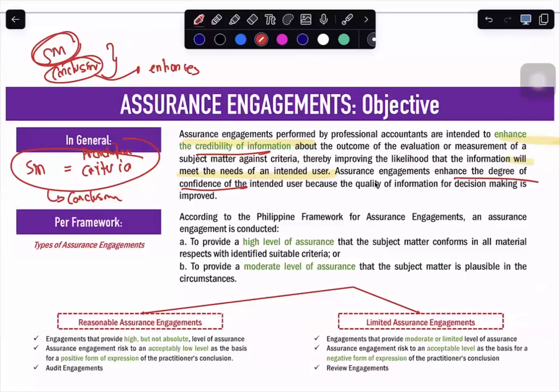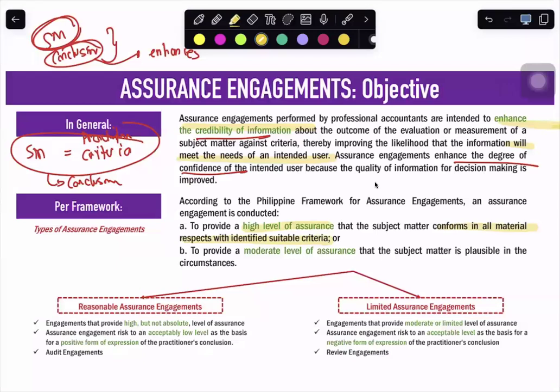Now let's look at the objective per framework. According to the Philippine Framework for Assurance Engagements, an assurance engagement is conducted first to provide a high level of assurance that the subject matter conforms in all material respects with identified suitable criteria. Second, to provide a moderate level of assurance that the subject matter is plausible in the circumstances. Therefore, there are two types of assurance engagements according to the framework. Actually, if you look at it, the objective generally is placed under the general statement. Per framework, the objective there is an enumeration of the types of assurance engagement.